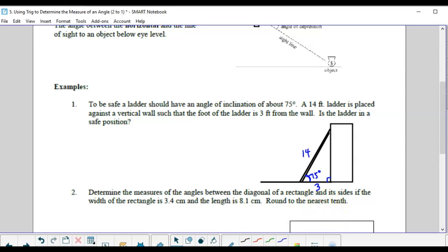Oh, actually, I guess step back here. To be safe, it has to be 75. So we want to check out what angle this is. Okay, if it's a 14-foot ladder, 3 feet from the wall. So this is adjacent, and this is hypotenuse. So cosine of theta is adjacent over hypotenuse. So theta equals cos inverse 3 over 14.